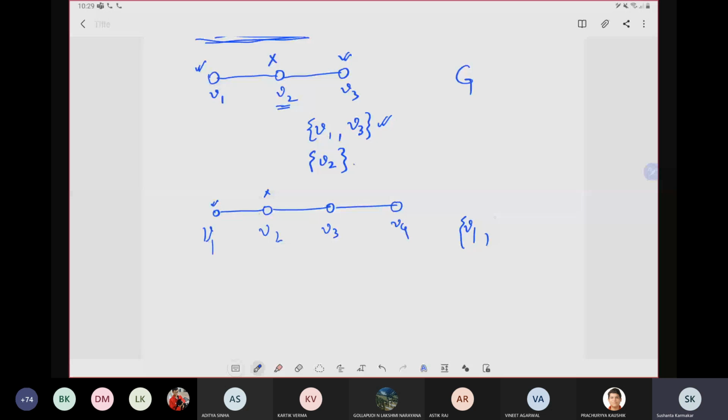That is one possibility. The other possibility is I take V2. Once I take V2, I cannot take V1 and V3. So I can take V4. So these two are the possibilities, and this has a size of 2. This also has a size of 2.